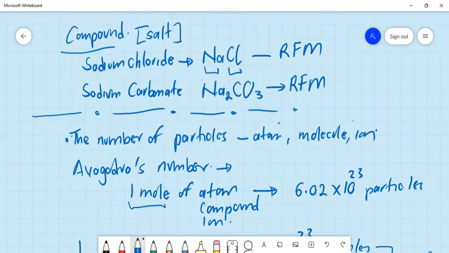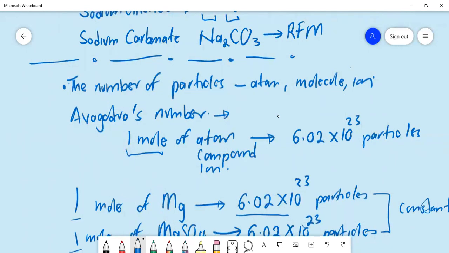So we looked at finding mass of different particles. We said for every mole of an atom, it contains 6.02 times 10 power 23 particles. We said this number is a constant, what we call the Avogadro's number. I don't want to deal so much in that, because we have few cases of that one. So it is a constant. 1 mole of magnesium will contain those particles. 1 mole of magnesium sulfate will contain those particles. It is a constant, what we call Avogadro's number.